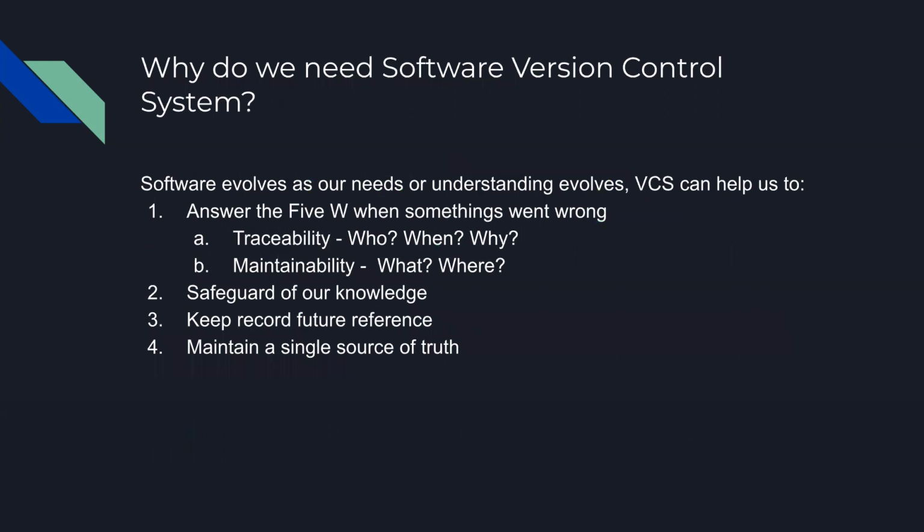Why do we need version control? Like everything else, software evolves as our needs or our understanding of the world changes. When something goes wrong, we want to answer the 5W questions to help develop a solution. We also want to safeguard the knowledge that we gain during the development process by saving it in a repo. We want to keep records for future reuse or reference. And last but not least, to maintain a single source of truth.